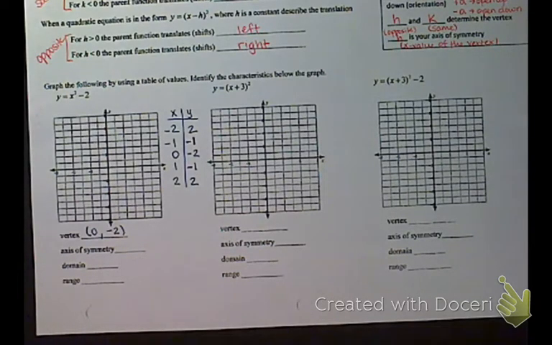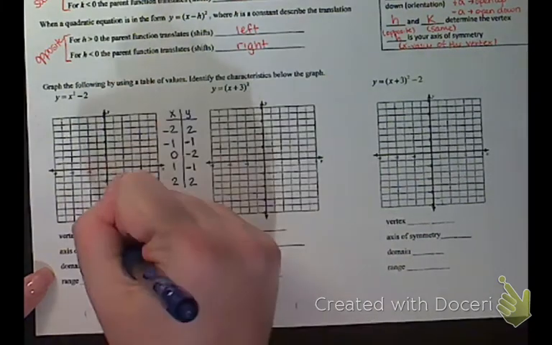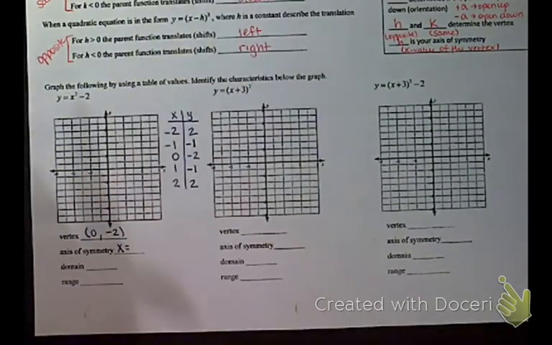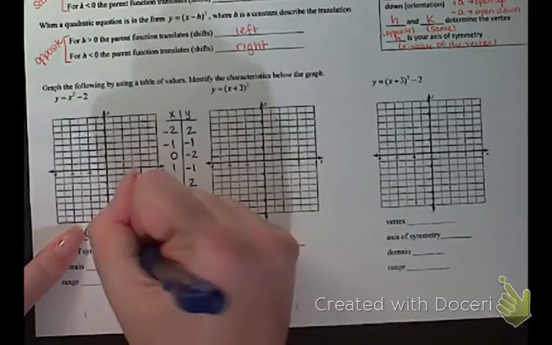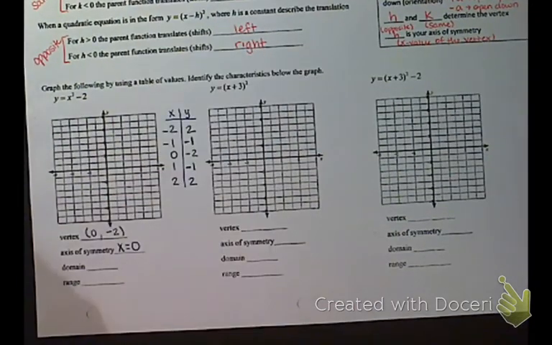Now remember how I said before I graph I can fill in all this information? Which I can. So let's do the axis of symmetry. The axis of symmetry is x equals, and it's always the x value of your vertex. So if the x value of your vertex is 0, it's x equals 0.